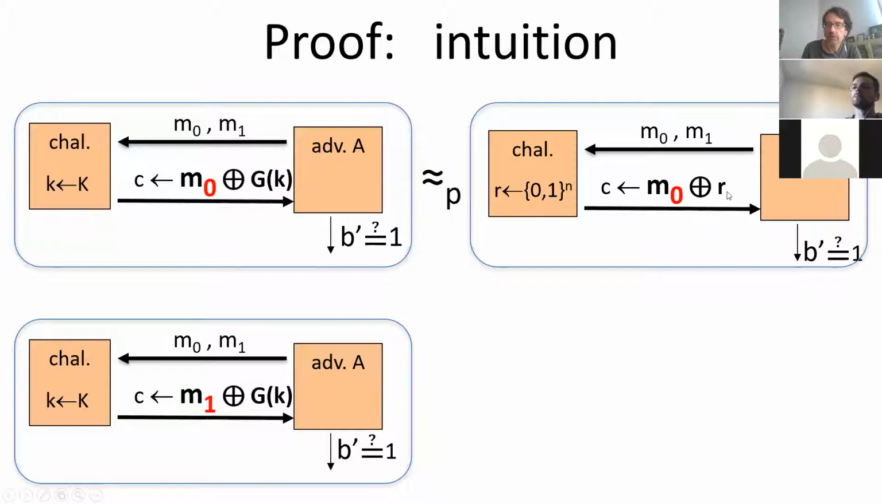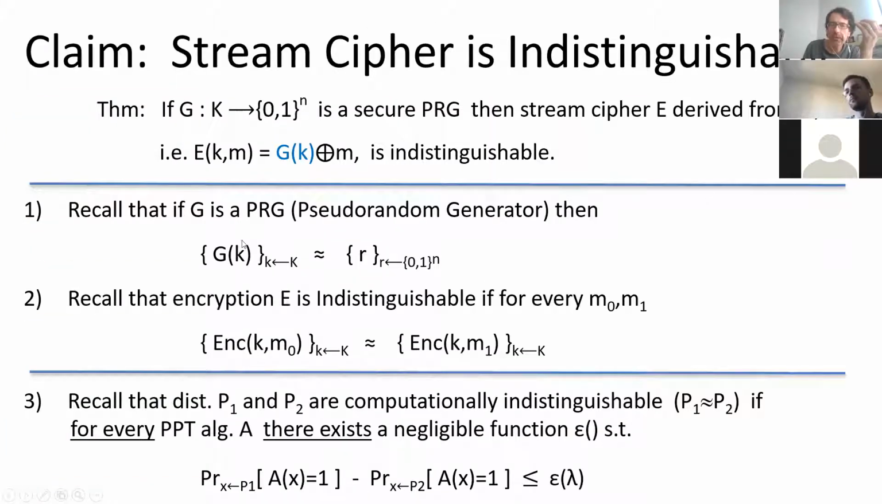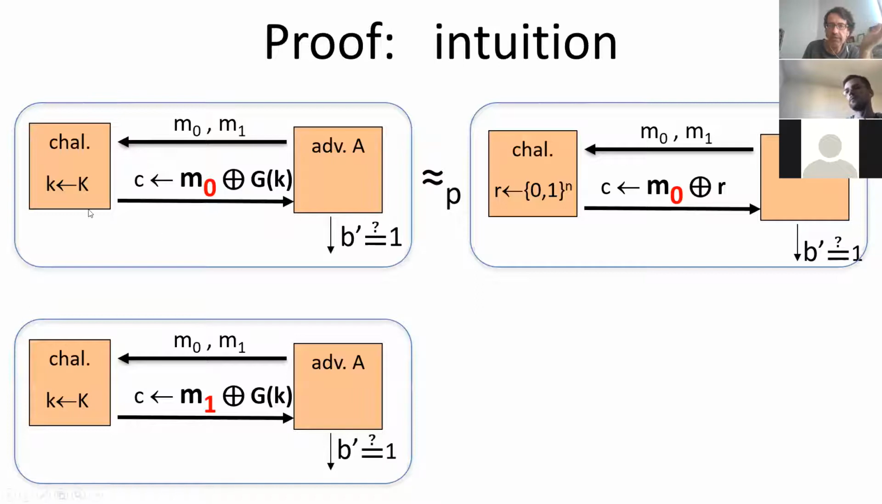This sample is M0 XORed R for a random R. So intuitively, the only thing that differentiates them is that here GK was used and here a random string was used. But under the assumption that no one can efficiently tell outputs of GK from random values, hopefully it also is the case that no one can tell GK post-processed by XORing with M0 from R post-processed in the same way.